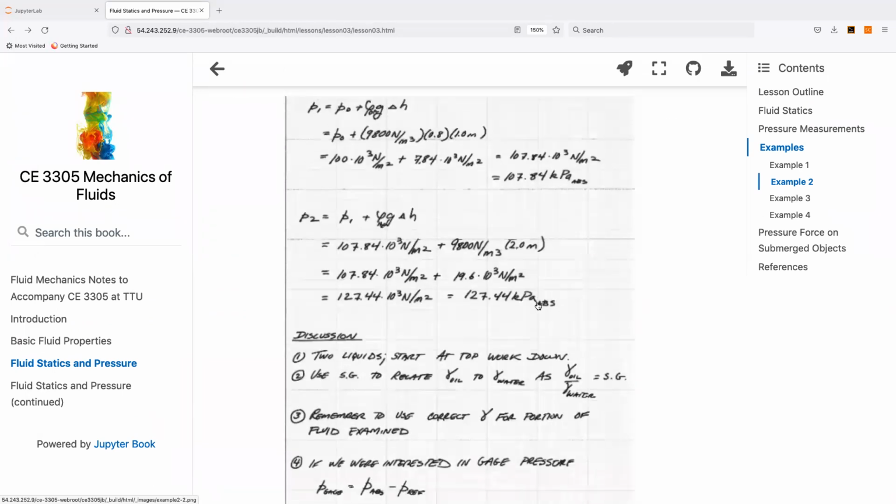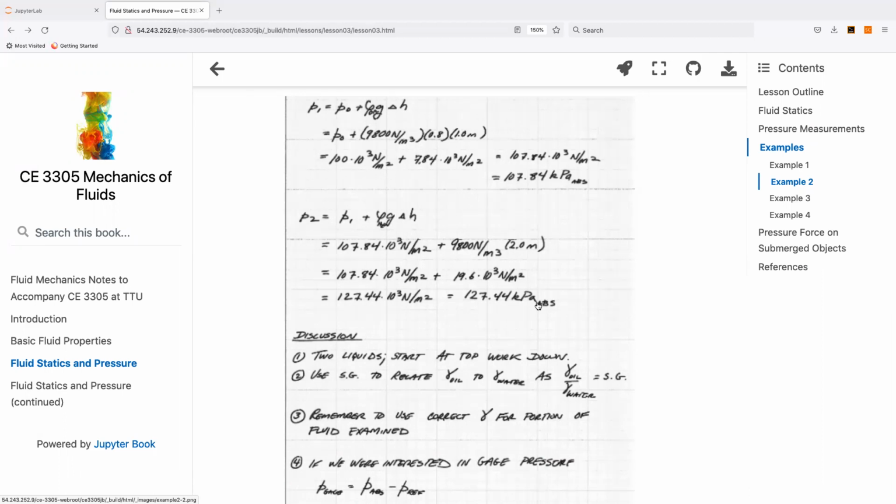Again, I'm glad I'm not writing this on the board. We would be in a cloud of chalk dust by now. So P1 is equal to the initial pressure at the top, which was 100 kilopascals, plus rho oil times g delta h, which is equal to P0 plus 9,800 times 0.8 times 1. In numbers, 100 times 10 to the 3 plus 7.84 times 10 to the 3, for a total of 107.84 kilopascals at the oil-water interface.